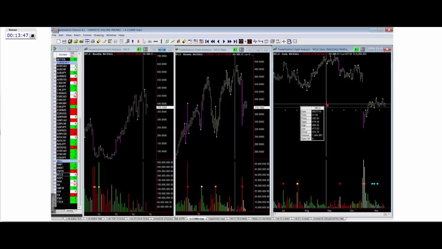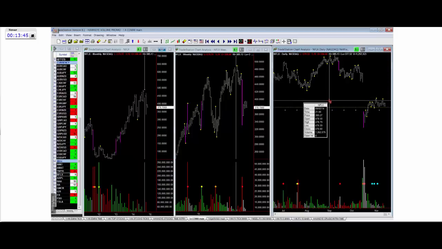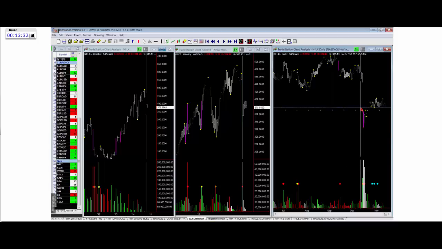I don't know when I can see that. There we go. I don't know what that price is, but you can see that level there. There we go. 374. If it gets through there, watch out.